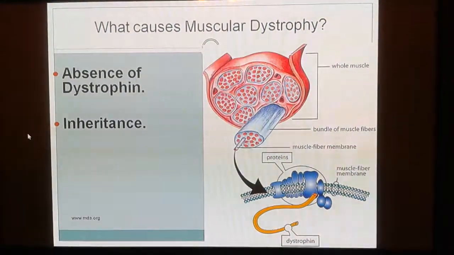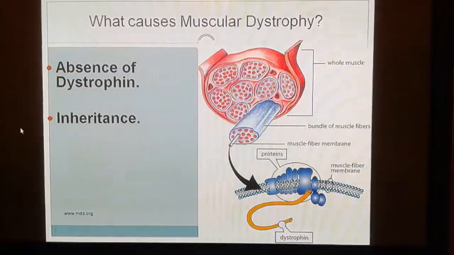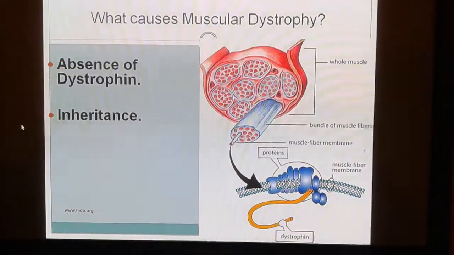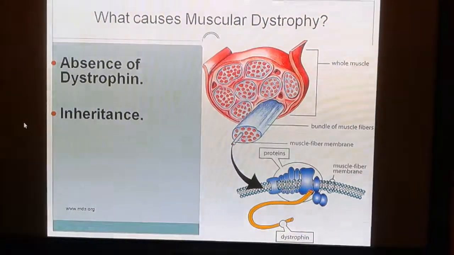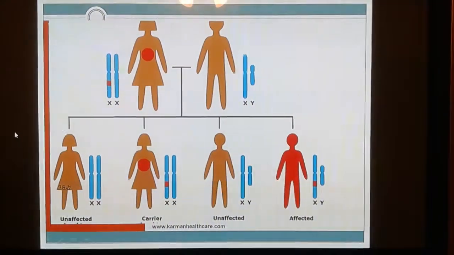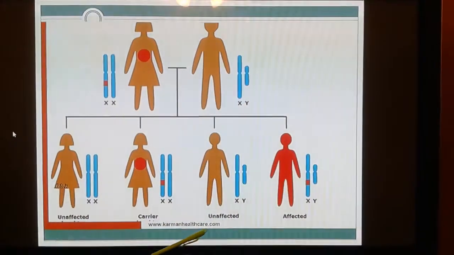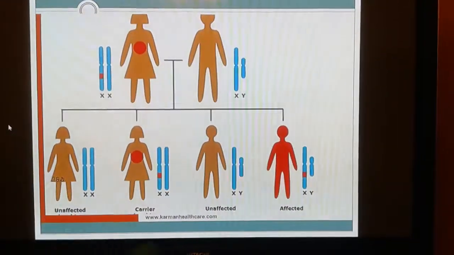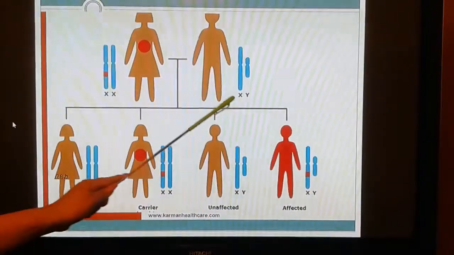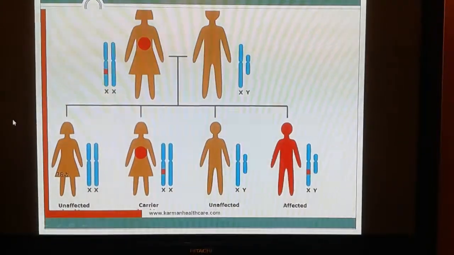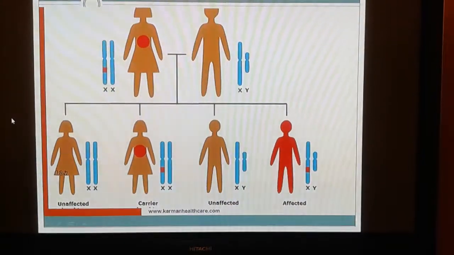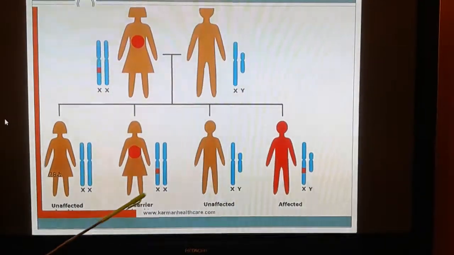Muscular dystrophy is also caused by the inheritance of the X-linked pattern because the gene that can carry a muscular dystrophy mutation is on the X chromosome, which is why boys are most affected. Every boy inherits an X chromosome from his mother and a Y chromosome from the father, which is what makes him a male in the first place, right? Girls get 2 X chromosomes.